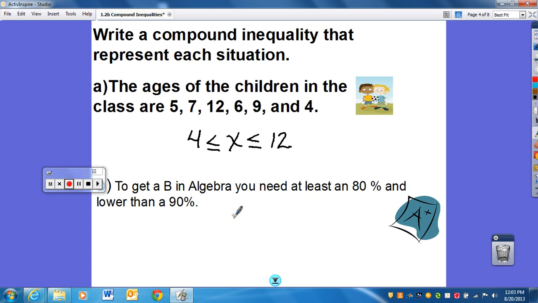In the next example, to get a B in algebra, you need at least an 80% and lower than a 90%. At least an 80%. So my score has to fall between an 80 and a 90. If it's going to be at least 80, that means my score needs to be greater than or equal to 80, but less than 90. That's again an "and" situation.